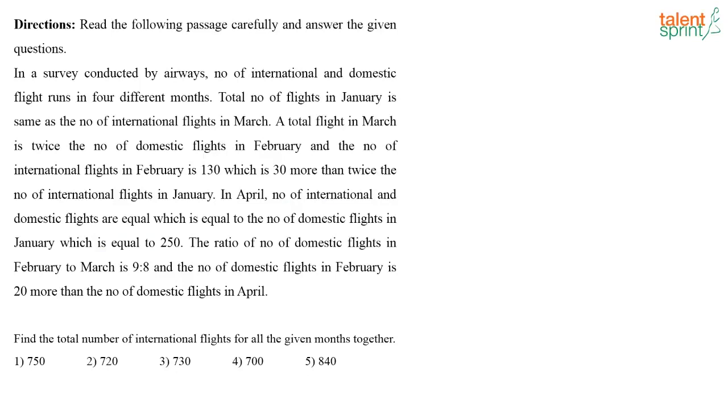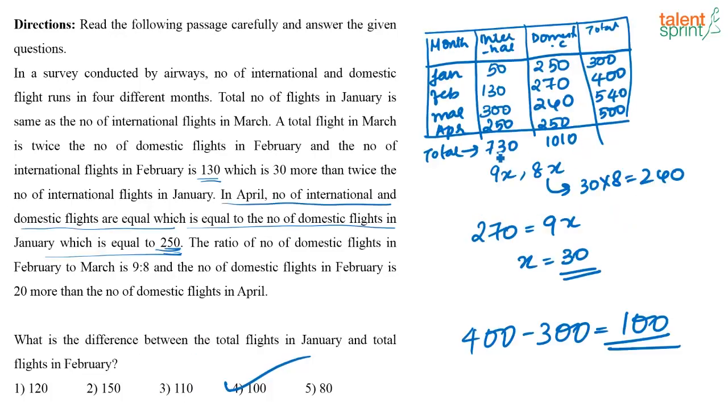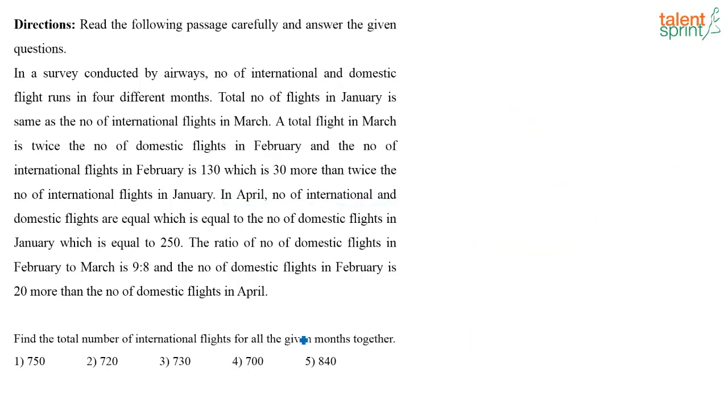Next one. Find the total number of international flights for all the given months together. Already we found that out, right? Total international flights for all the months given together. What did we find it out as? See, it is given here. Total international is 730. That's what they are asking in the question. Very straightforward question. Correct answer is option 3.